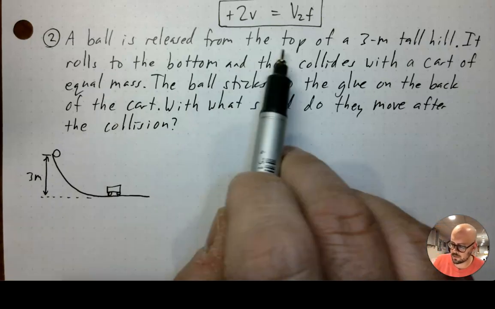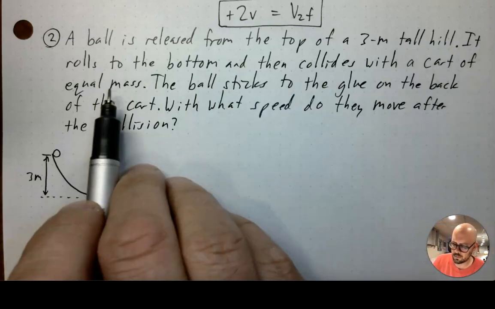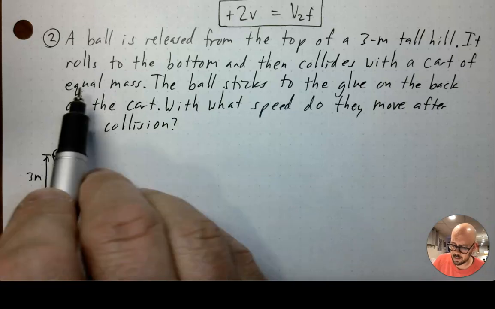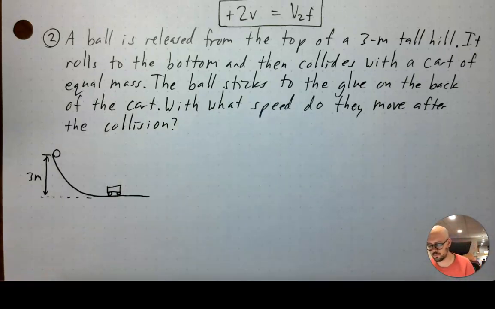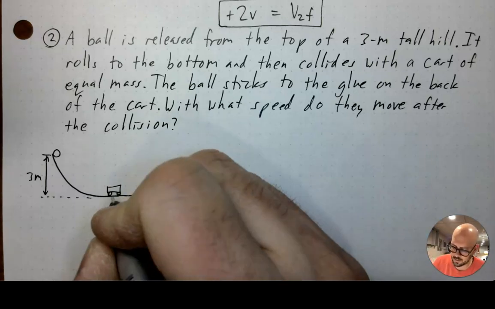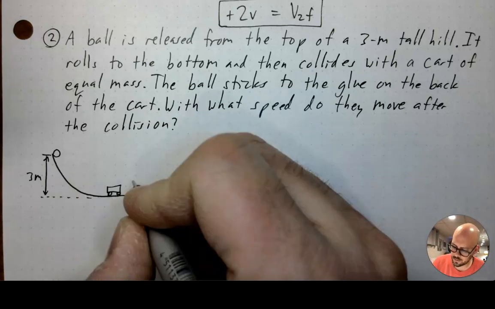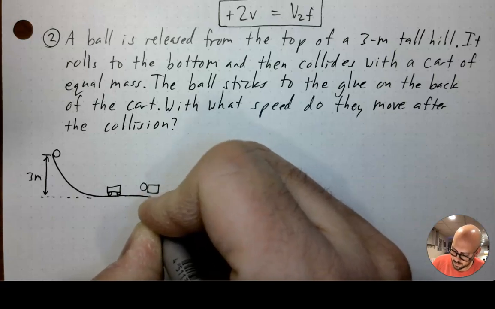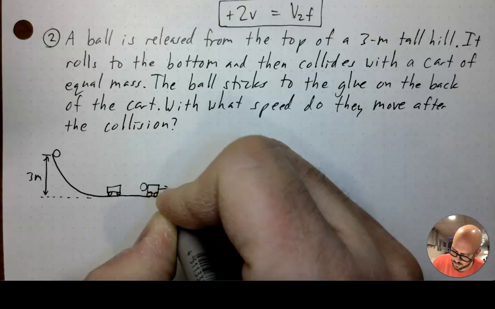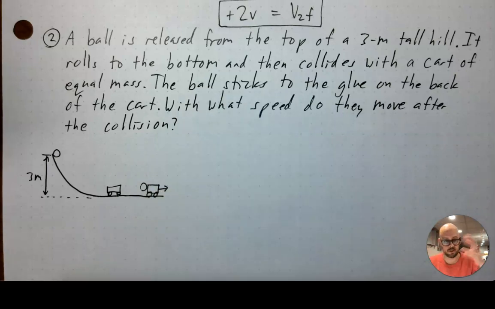So a ball is released from the top of a hill that's 3 meters tall, rolls to the bottom, and collides with a cart of equal mass. The ball sticks to the glue on the back of the cart. With what speed do they move after the collision? So this is the initial position of the cart, and then once they have collided the cart is now moving with a ball stuck to the back at a new velocity.